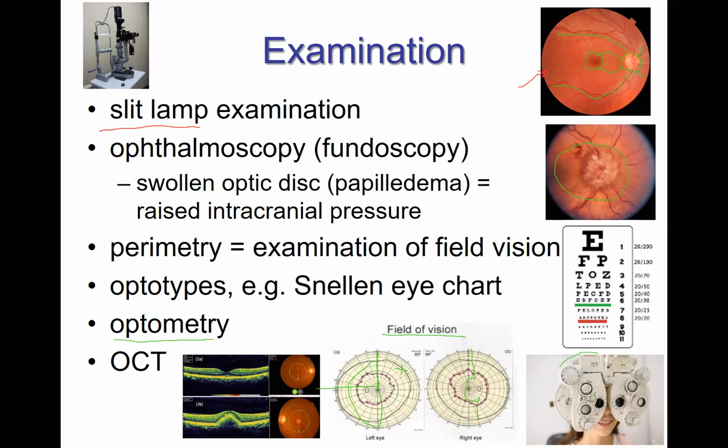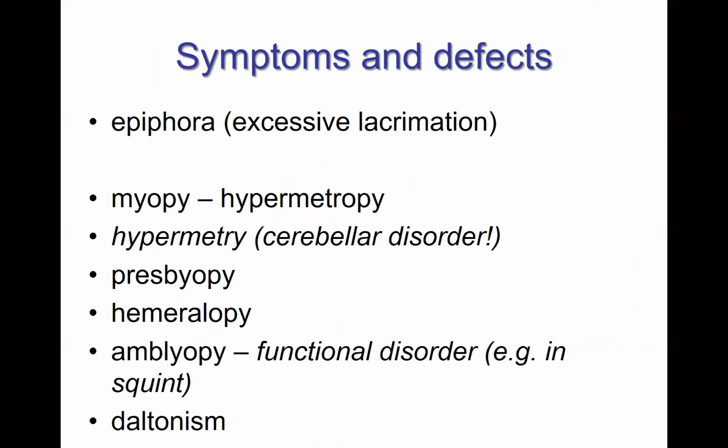Then optometry. You would like to find out how many diopters you need. So either use the optometer or use an optotype, and this is the Snellen eye chart, which is used across the world. And I think everybody of you has seen this and used it. And of course, OCT, the best method to show where the problem is. So these are the basic examination methods for which you need the anatomy.